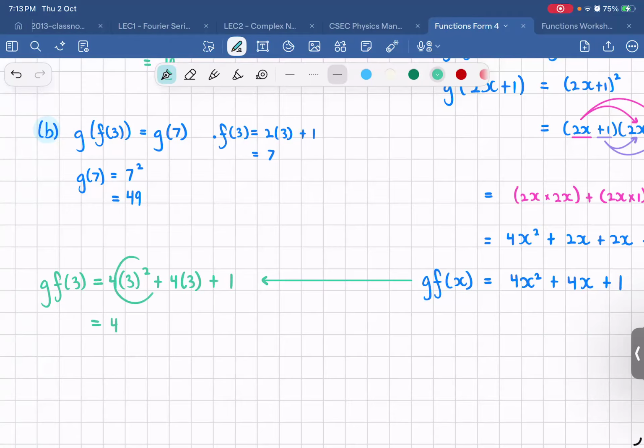3 squared, 9. Right, 9. So 4 by 9. Right, where's 4 by 3? 12. Right, plus 1. Okay. 4 by 9 is? 24.